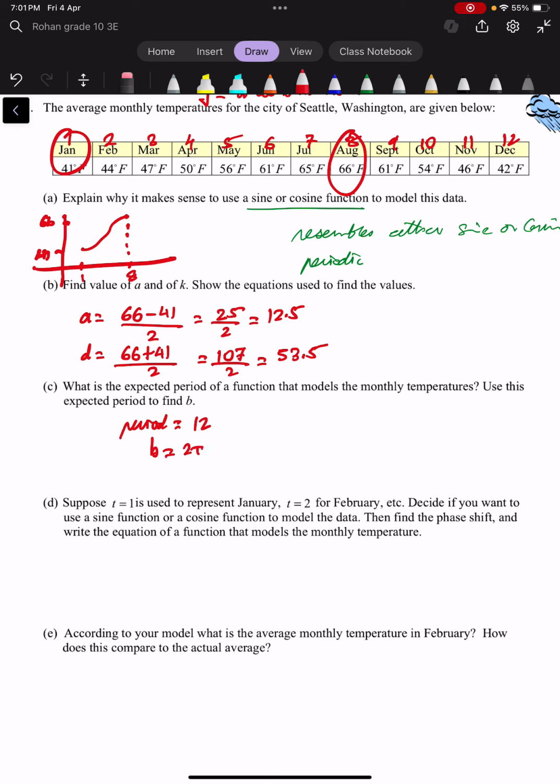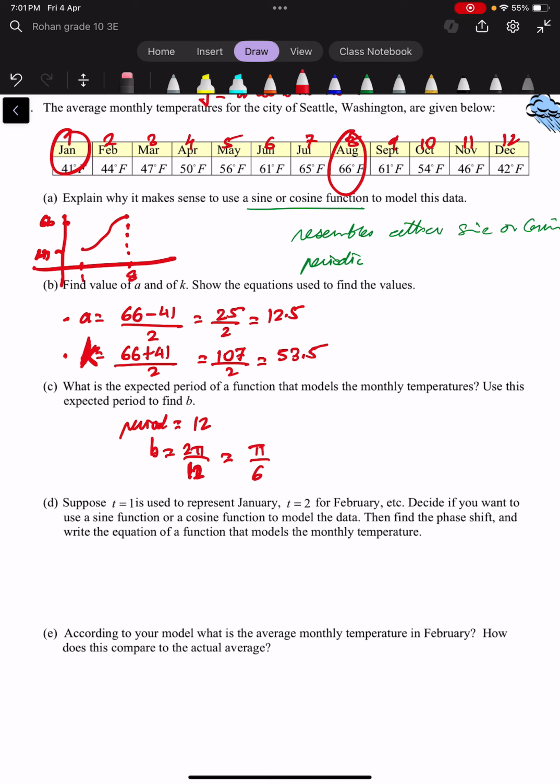So B affects the period. B itself is not the period. Like your A itself is the amplitude. Your K itself is your vertical shift. But period is not B, that you need to remember. Period is your one cycle. How long does it take for one cycle? Period is how long it takes for one cycle.